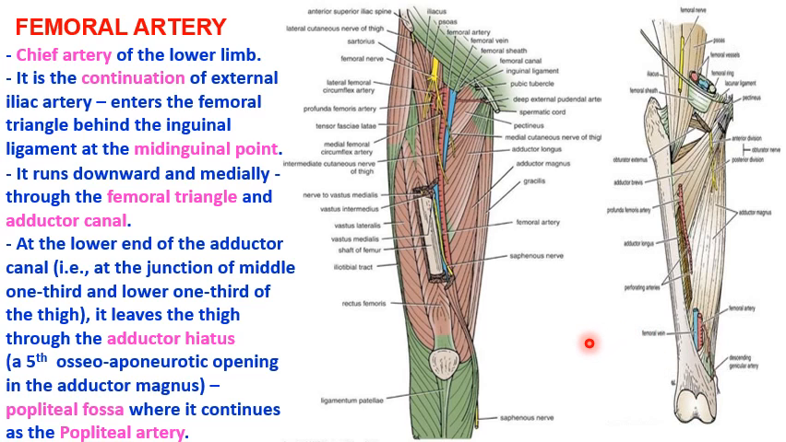So this fifth osteoaponeurotic opening is an opening present in the adductor magnus. Likewise, there are four other osteoaponeurotic openings, which give way for the perforating arteries, which are the branches of the profunda femoris artery. We'll see to it later.